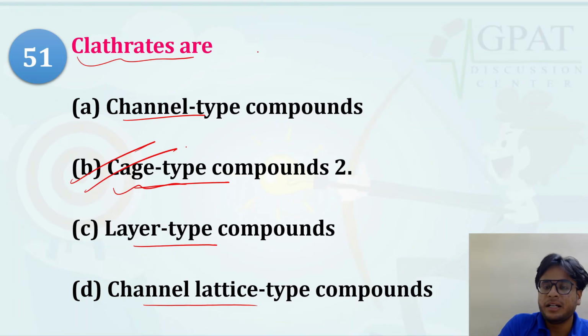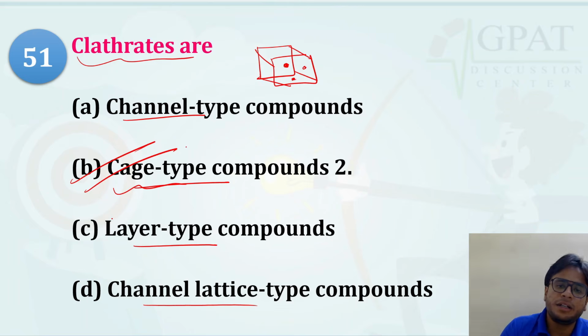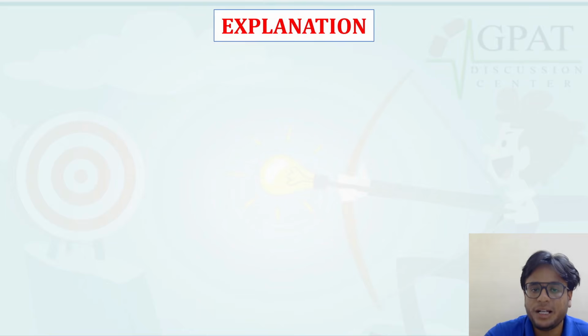They are mainly given in that kind of structure, in which the molecules are entrapped here, here, here, and here in different directions. So clathrates are mainly the cage-like structure. Option B is going to be the correct answer.